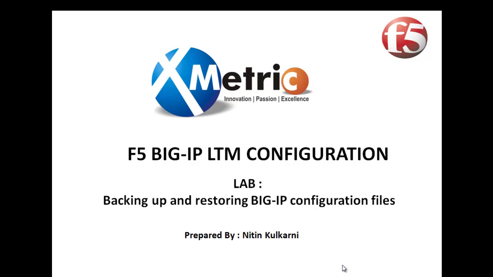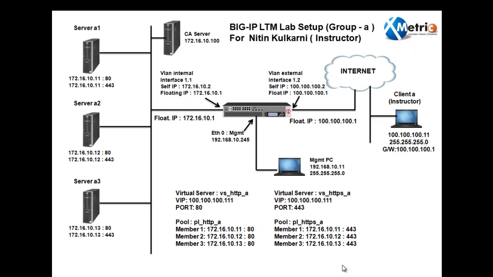Welcome to the F5 Big IP LTM configuration series, and in this video we are going to see how to backup and restore Big IP configuration file by using the configuration utility, that is the GUI interface, and by using the command line. This is the setup of having a Big IP LTM box, and there is a management PC 192.168.10.11 and management IP is 192.168.10.245.